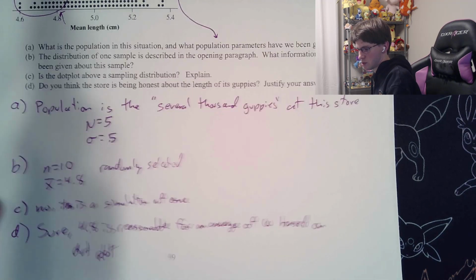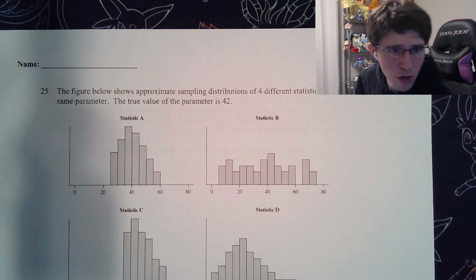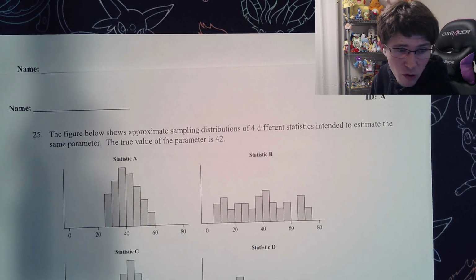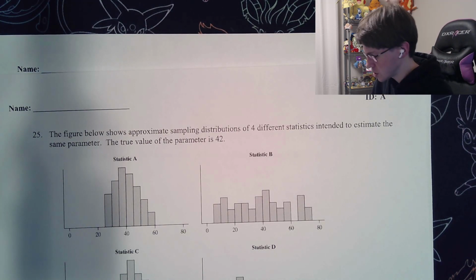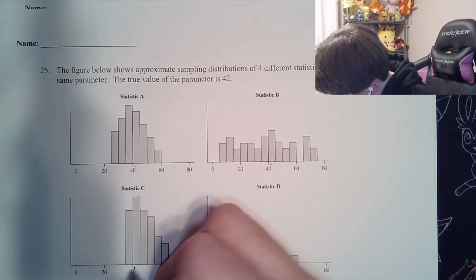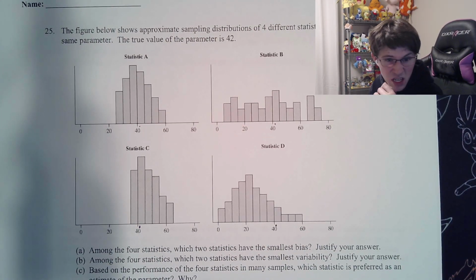We're going on to question number 25. Let's do it. I don't want to throw that answer key away. I need that for later, just to double check my answers against theirs on this number 25. The figure below shows approximate sampling distribution of 4 different statistics intended to estimate the same parameter. The true value is 42. So the true value is like right here. I'm going to go ahead and kind of mark it on all of them. Among the 4 statistics, which 2 statistics have the smallest bias?